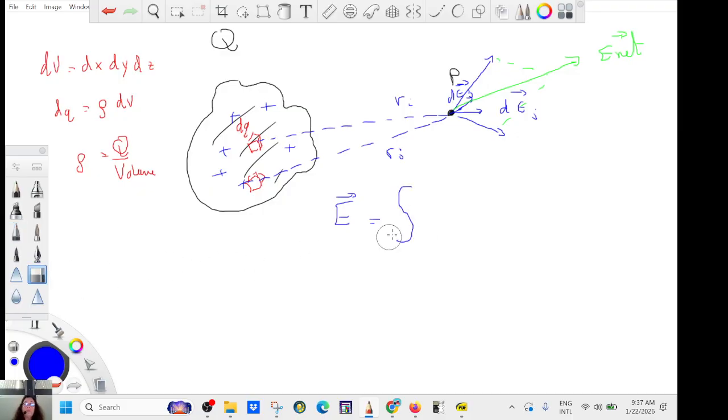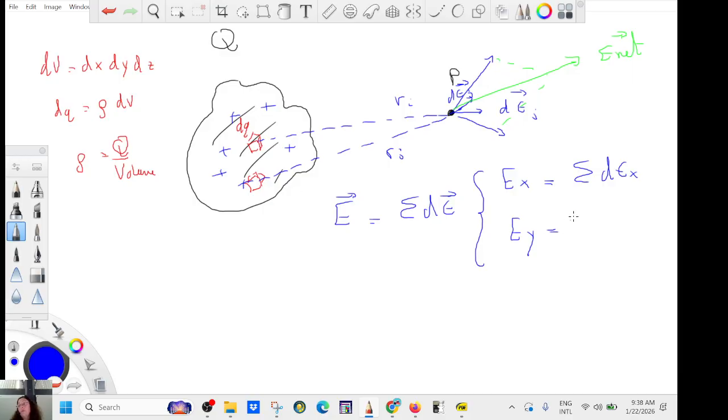So usually you start with the sum. So I'm going to start with the sum. That will be the sum of all the little dE. So it's a vector sum. But because it's a vector, you need to divide that into components. So you have the x component that will be the sum of all the little x components, so it's a magnitude. And you have the y component, which is the sum of dE y. So I'm trying to get you to the idea.